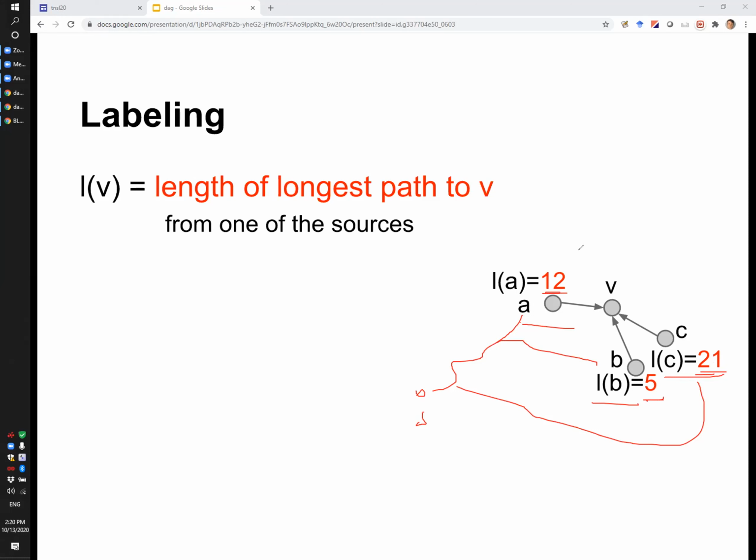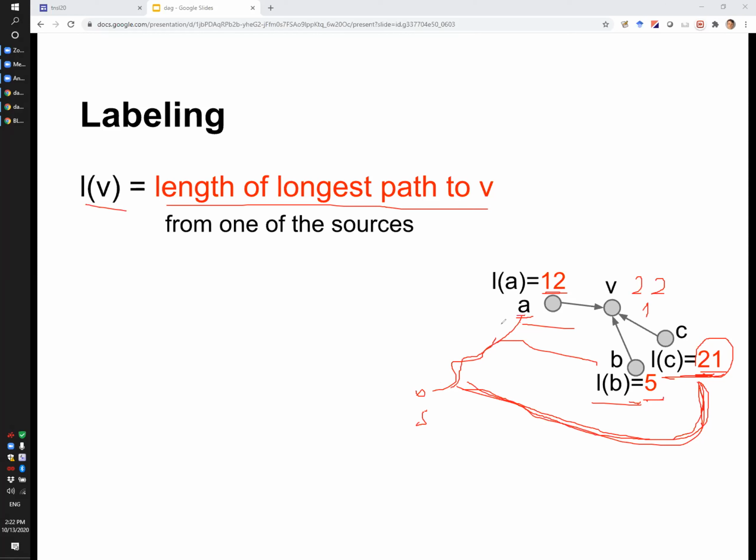Question: what is the length of the longest path from S to V? The longest path among all the predecessors of V, among A, B, and C, is from S to C, and the length of this path is 21. That's the label of C. The label of the node is the length of the longest path to it. So if you want the longest path from S to V, you'd better go through C. The longest path from S to C has length 21. You add length 1 to it, and the label of V will be 22.